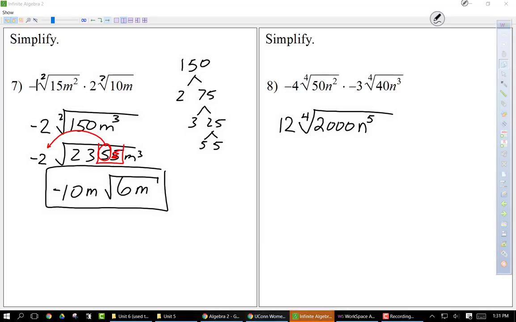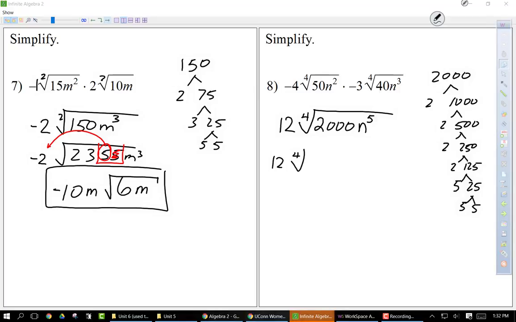Now let's break down 2,000. 2 times 1,000. 2 times 500. See, with the 2's, we go small, but we got a lot of different kind of branches here. 2 times 250, 2 times 125. I can't do 2 anymore, but I can do 5. So it's 5 times 25 and 5 times 5. So I can break down, which is 12 times the fourth root of 2, 2, 2, 2. And then 5, 5, 5, n to the 5th. This is going to be lovely.